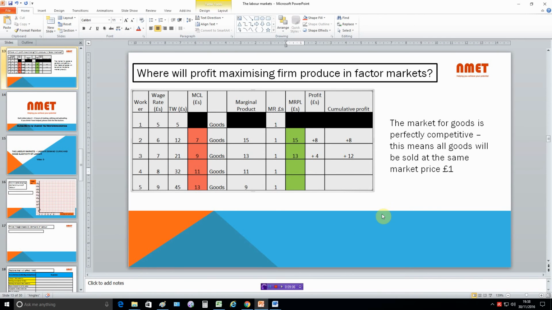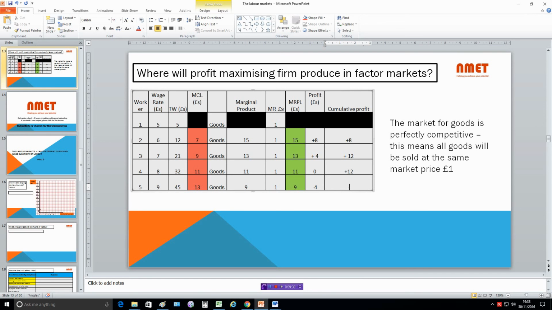Fourth worker, making no money. He's making 11 pounds, 11 times 1. But he's making no profit. Why? Because he's bringing 11 pounds in and he is costing 11 pounds. So 0. What's the cumulative profit? 12. What about the fifth worker? Making a loss. He's bringing in MRPL of 9 pounds and 13 is being spent. So minus 4.